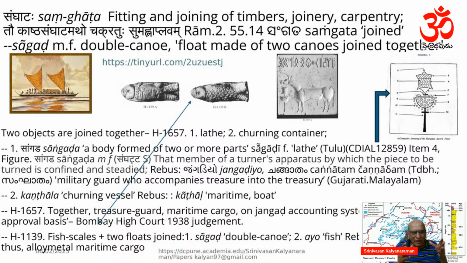Now we have got a beautiful picture of fish. This fish is not just a simple fish. It's showing two parts, like a sangadam, like a cargo double canoe. So the engraver seems to be fusing the information about the double canoe into the fish. Fish we have seen is alloy metal. So alloy metal cargo is being carried on this double canoe. What a beautiful way of communicating visual language.